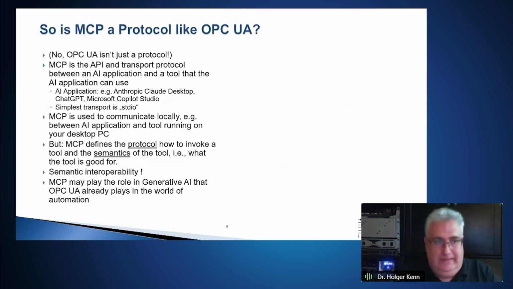So there's been a bit of confusion on what is MCP. It's a protocol. Will it replace OPC UA in the future? Is this the next generation? So first of all, Stefan, I hear you. No, OPC UA isn't just a protocol, right? We all know that. Now, MCP is also not just a protocol. It's kind of an API definition. It's a transport protocol for one specific thing.